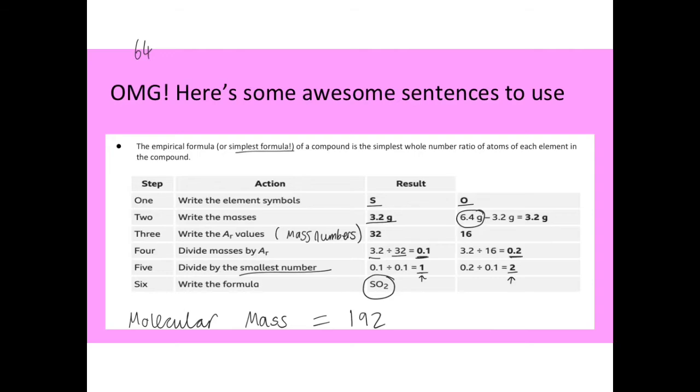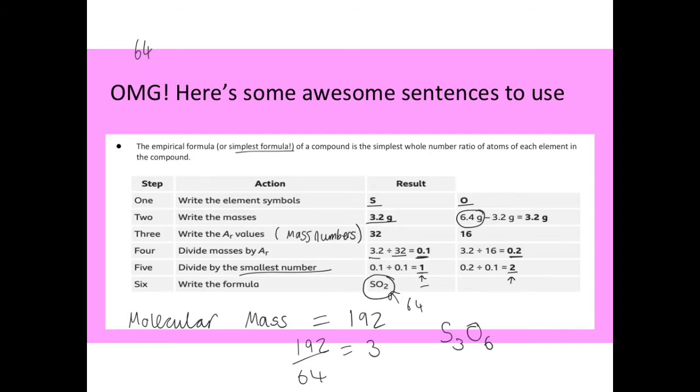So what you've got to do is work out the Mr of that, which would be 64, and then do whatever your molecular mass is divided by 64. That equals 3. So technically you have to times all the values by 3, so it'd be SO3. Okay, that's the molecular formula, the actual formula. So sometimes they'll ask you that.